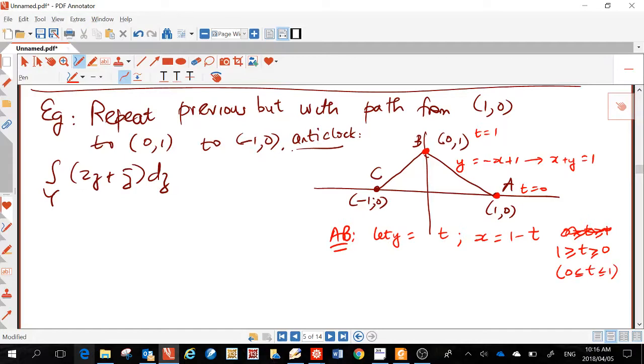Okay, so that's the first part. So we can say z equals 1 minus t plus it. That's x, that's y. dz will be, differentiate this with respect to t, minus 1 plus, differentiating t is 1. So it's minus 1 plus i dt. That's dz.